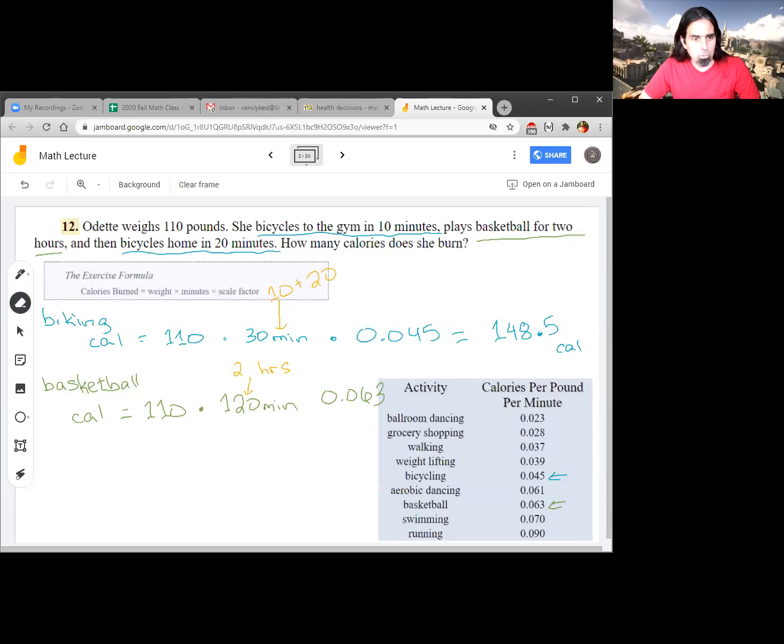That looks too far down. I don't want it to look like a decimal point. So 831.6. And then we're wondering how many total calories she burned. And then getting about 980.